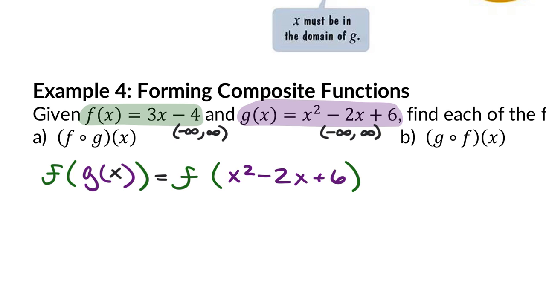Notice I just replaced g of x with its equation, yes? But now since that is inside the parentheses for f, that is telling me to plug all of that purple stuff into the green function everywhere there was an x. So what this will start to look like is the following. The green function is 3 times x minus 4. But the thing I'm plugging in here is x squared minus 2x plus 6. So instead of plugging in a number, I'm plugging in the entire function g.